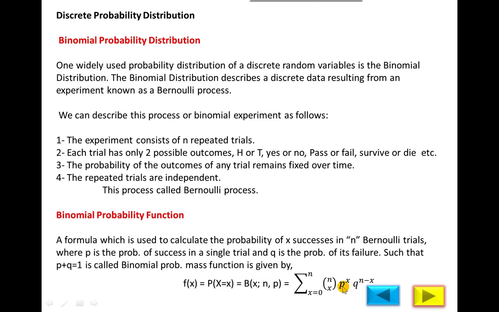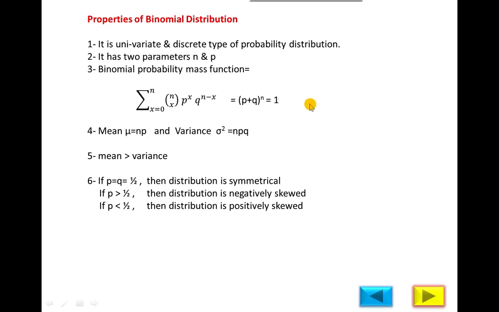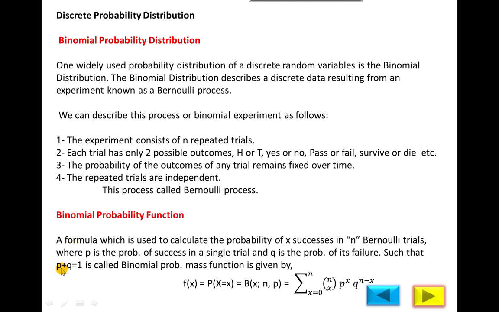Okay. So next heading, properties of binomial distribution. It is univariate, single variable x, and a discrete type of probability distribution. It has two parameters, n and p. N and p are called parameters, and p plus q is equal to 1. Both are probabilities. So you can also write p is equal to 1 minus q. From the previous slide, P plus Q equal to 1, so P will be equal to 1 minus Q in terms of failure. Both are probabilities, but this is the probability of success, this is the probability of failure.